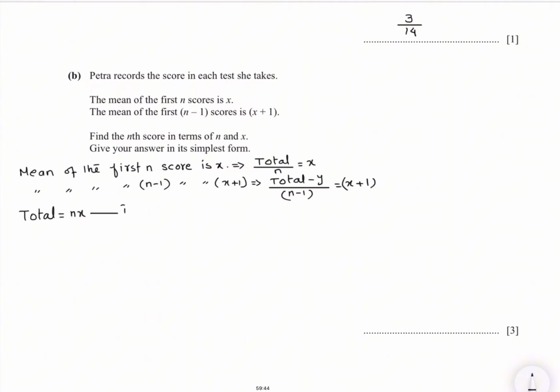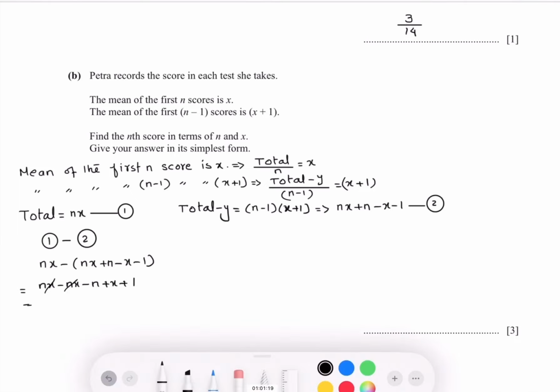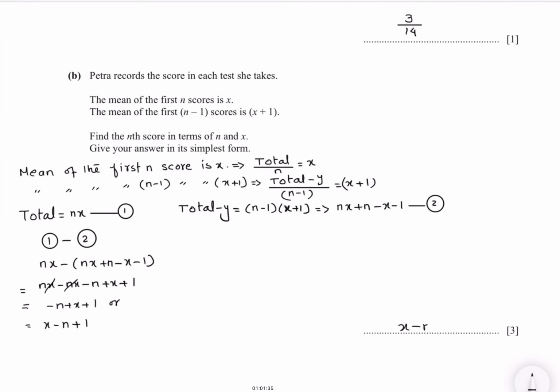So now, number them as equation 1 and 2. Make total the subject. In the first equation your total equals nx, and total minus y equals x plus 1 into n minus 1. So this is nx plus n minus x minus 1. This is your second equation. Subtract 2 from 1, so you get nx minus nx plus n minus x minus 1. Simplify it, so you get x minus n plus 1.